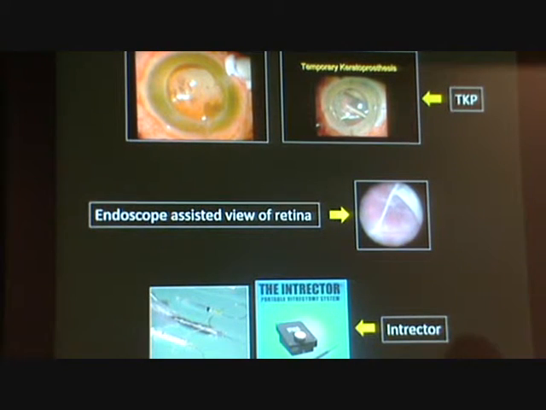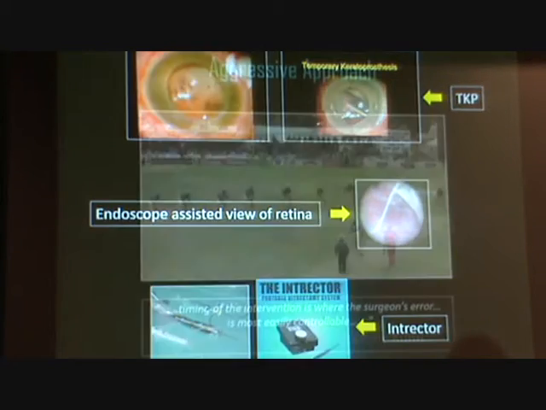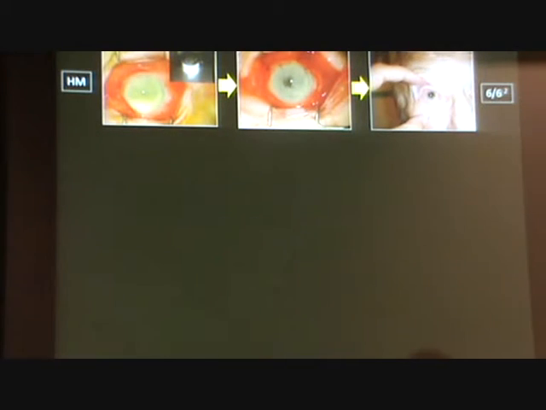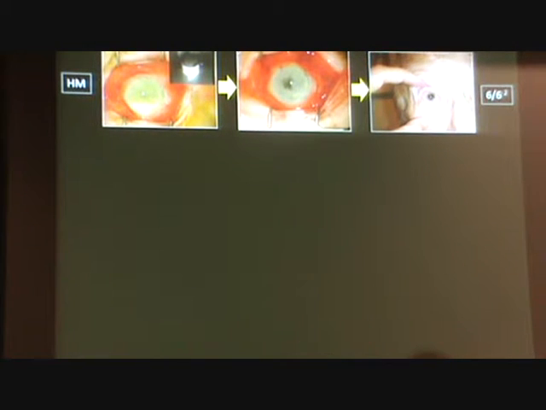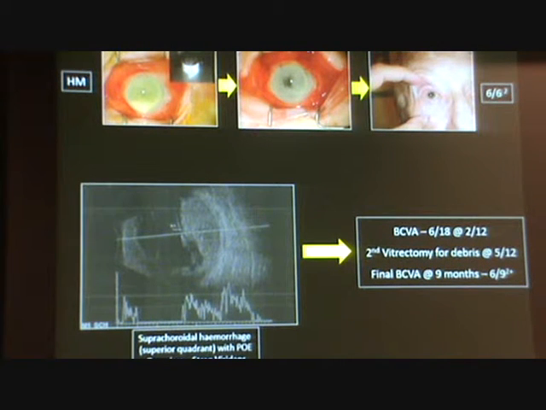Experts dealing with endophthalmitis routinely use all sorts of complex approaches to perform early vitrectomy. Timing of the intervention is where the surgeon's error is most easily controllable. With the correct aggressive approach by an experienced vitreoretinal surgeon who is able and willing to perform the most promising therapy, it is possible to achieve unexpectedly good visual outcomes with primary or early vitrectomy, even in endophthalmitis with virulent organisms and the worst possible coexisting pathology.